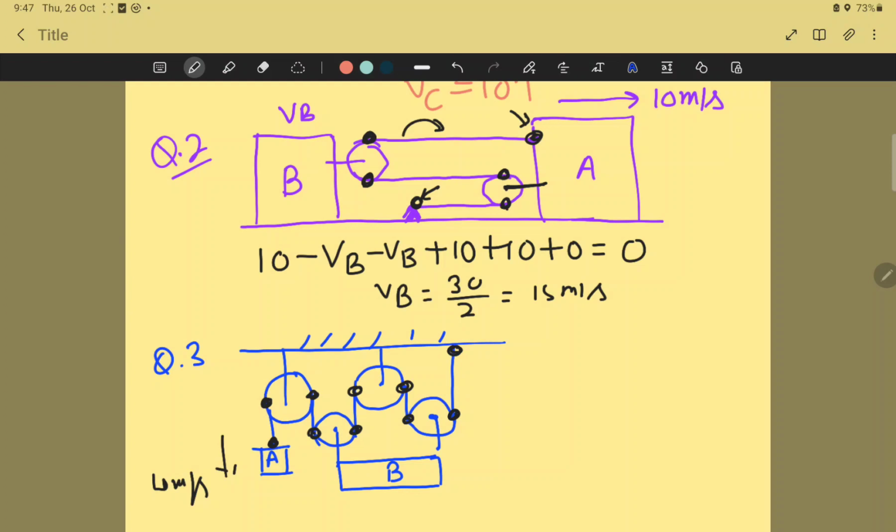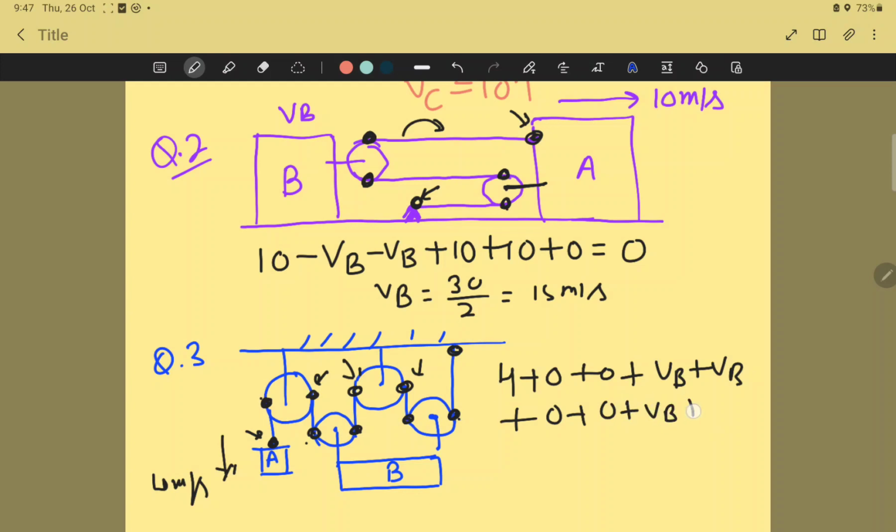Now let's see. 4 is increasing, hence 4. Then next 2 it will be 0, and this one is 0. The next 2 it will be increasing, hence VB plus VB, these two VB. Then again these two 0, 0, and next 2 VB and VB, and last point is fixed, 0 equal to 0. So by this calculation we can get the value of VB very easily.